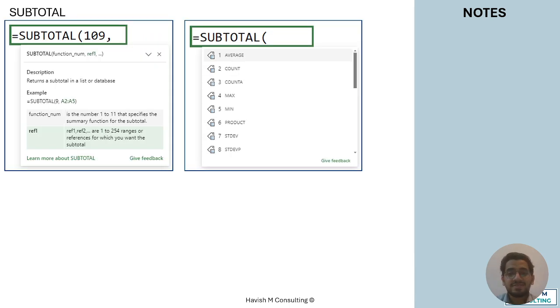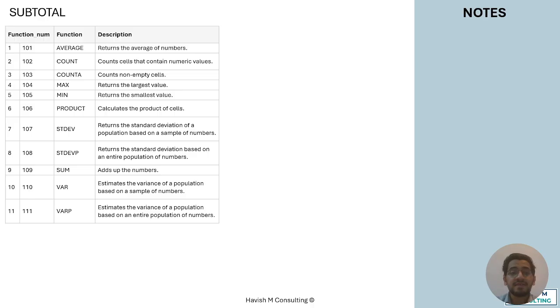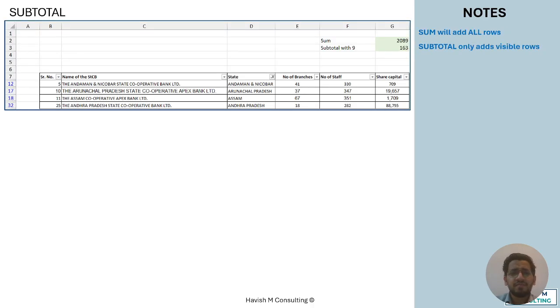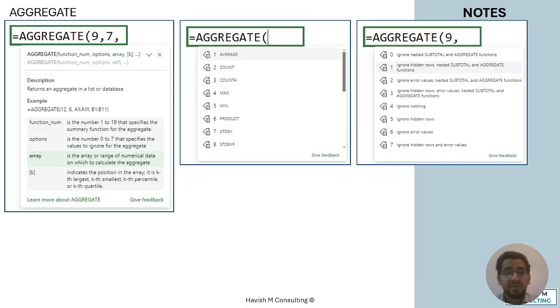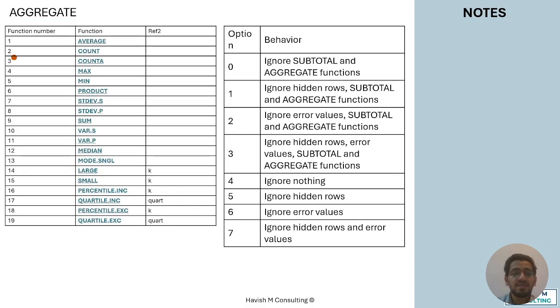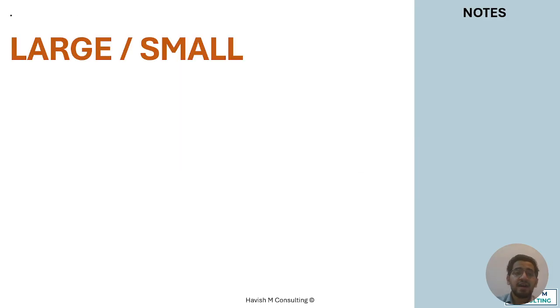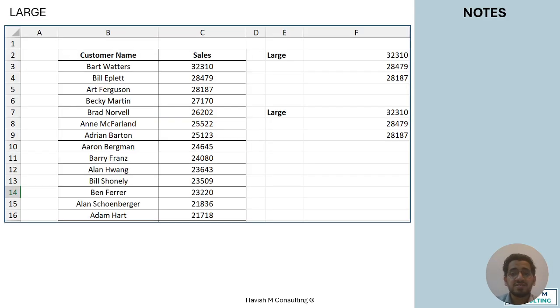Then we looked at subtotal, which allows you to filter and get the total on filtered data. Then after subtotal, we looked at aggregate, right, which is a little more advanced, more powerful function compared to subtotal. Different options are available in aggregate. Then post that, after aggregate, we looked at the large and the small function that allows us to extract the top 3 values from the dataset.